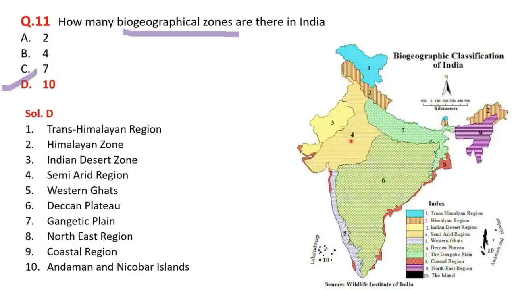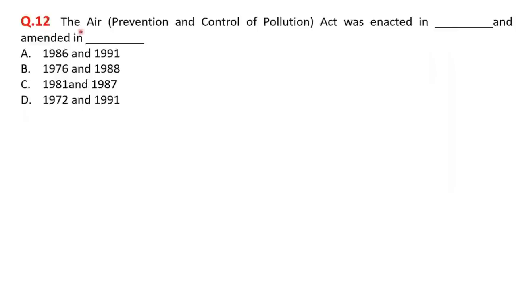So in the desert, the rainfall, the climatic conditions, the type of plants and the type of animals remain the same here, but when we see here, they are different. So considering those similar characteristics of a particular region, the different biogeographical zones have been classified, and there are 10 zones. So remember this. Next question.